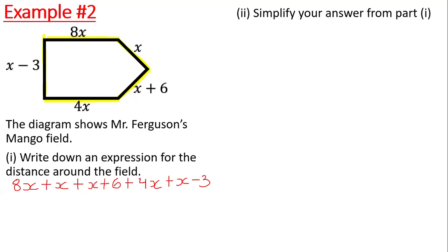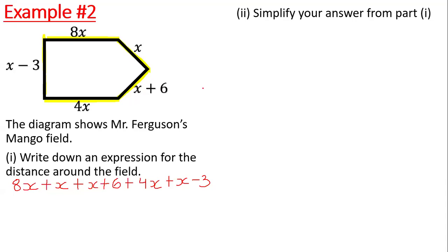Deja Bari. Where's Deja? Where's Deja Bari? I got 15x plus 3. Thank you, Amari. Where's Deja Bari? Deja Bari, can you hear me? I can't hear from Deja Bari. Okay.